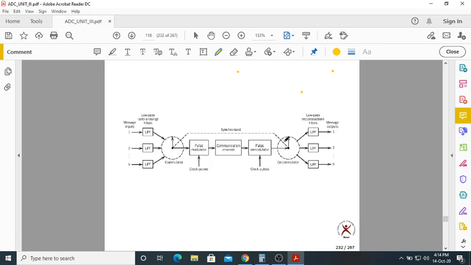The decommutator will do the reverse of the commutator. They will rotate like this. By the time they complete a rotation, they will collect a sample from each and every signal, I mean multiple signals that need to be transmitted.